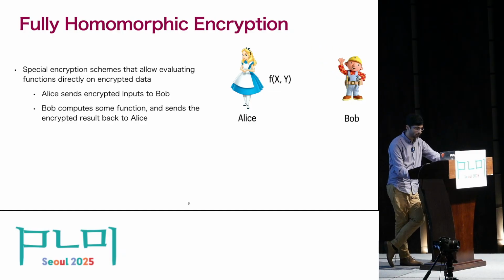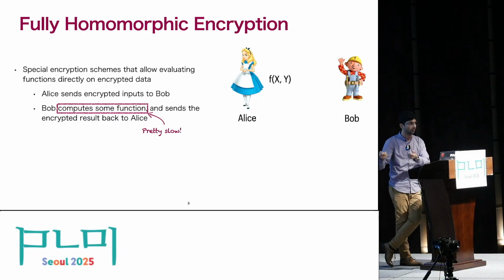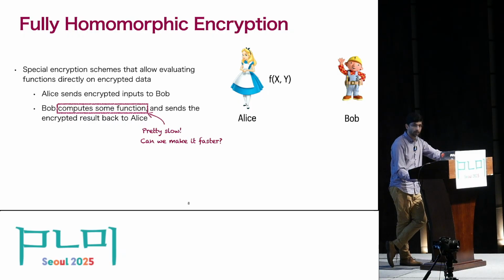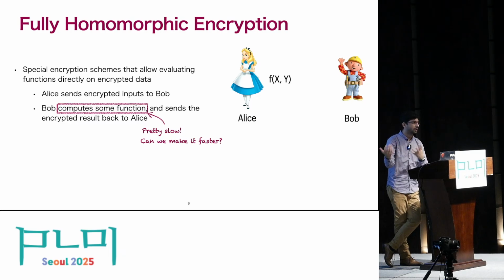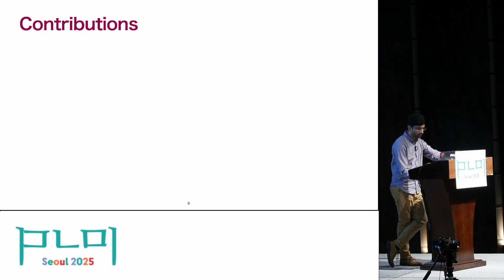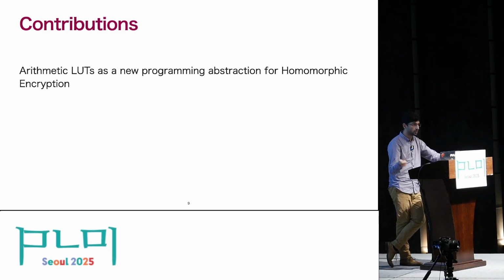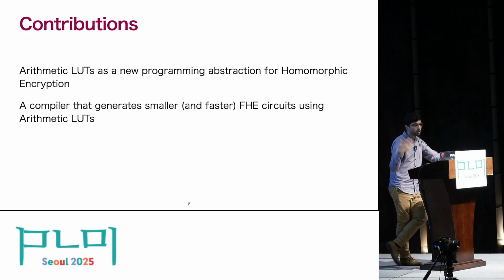But the big problem here is that this actual encrypted computation is incredibly slow, right? Computing over ciphertexts can be several orders of magnitude slower than doing the same thing over plain texts. And so really what we want to do in this paper is ask the question, can we make this faster, right? Can we actually help Bob by making his part of the protocol a little bit more efficient, help him compute this function more efficiently? So the particular contributions that we make, first of all, we developed this notion of an arithmetic lookup table, and show how we can think of this as a new programming abstraction for certain kinds of homomorphic encryption schemes. And then we show how you can actually build a compiler that knows how to use this abstraction to generate smaller and faster FHE circuits.